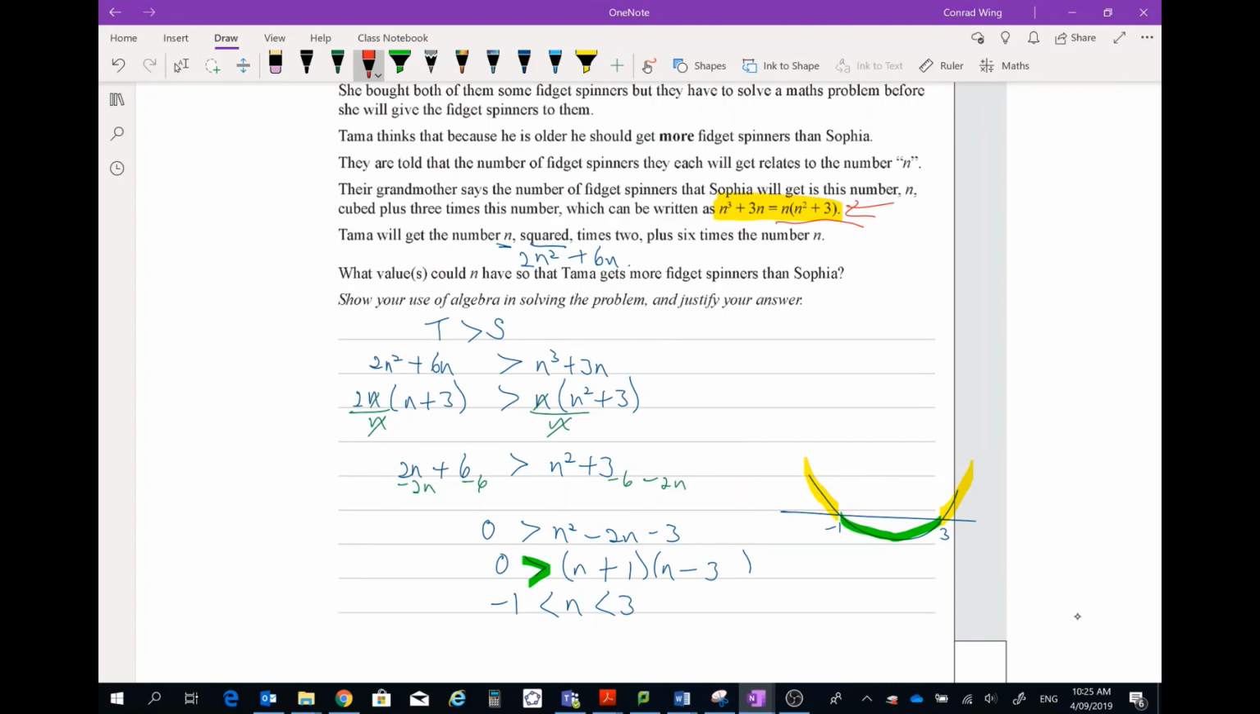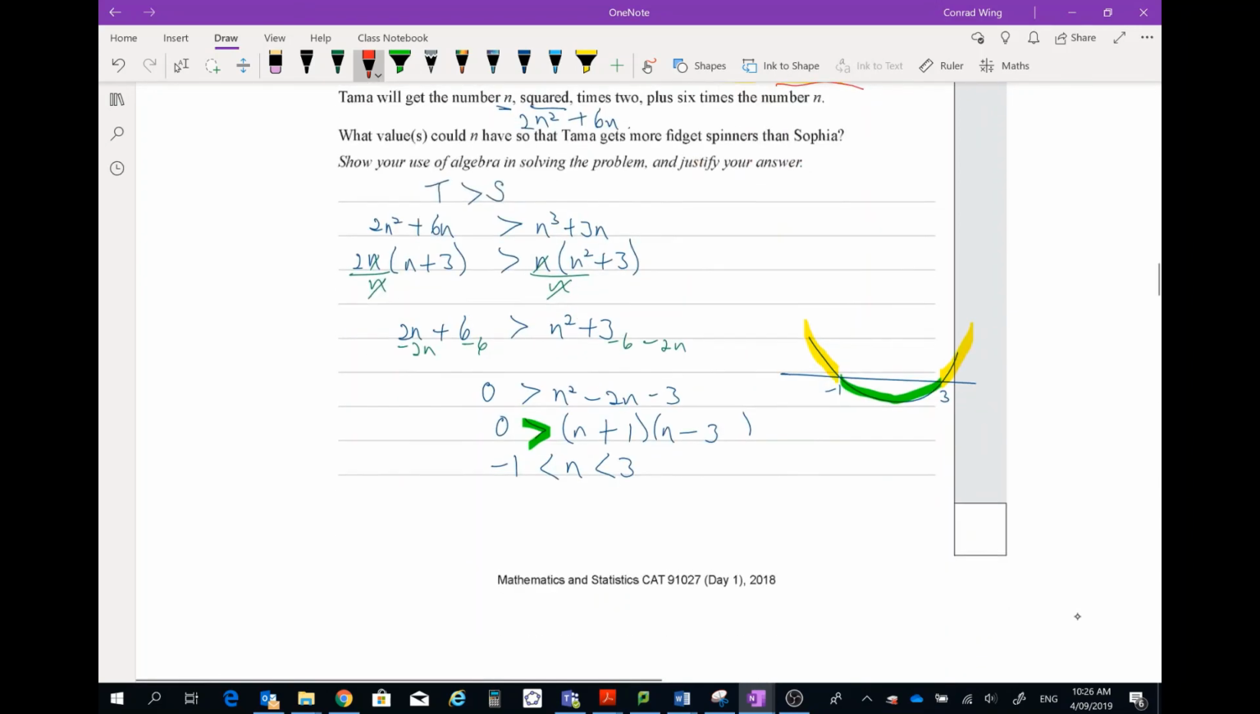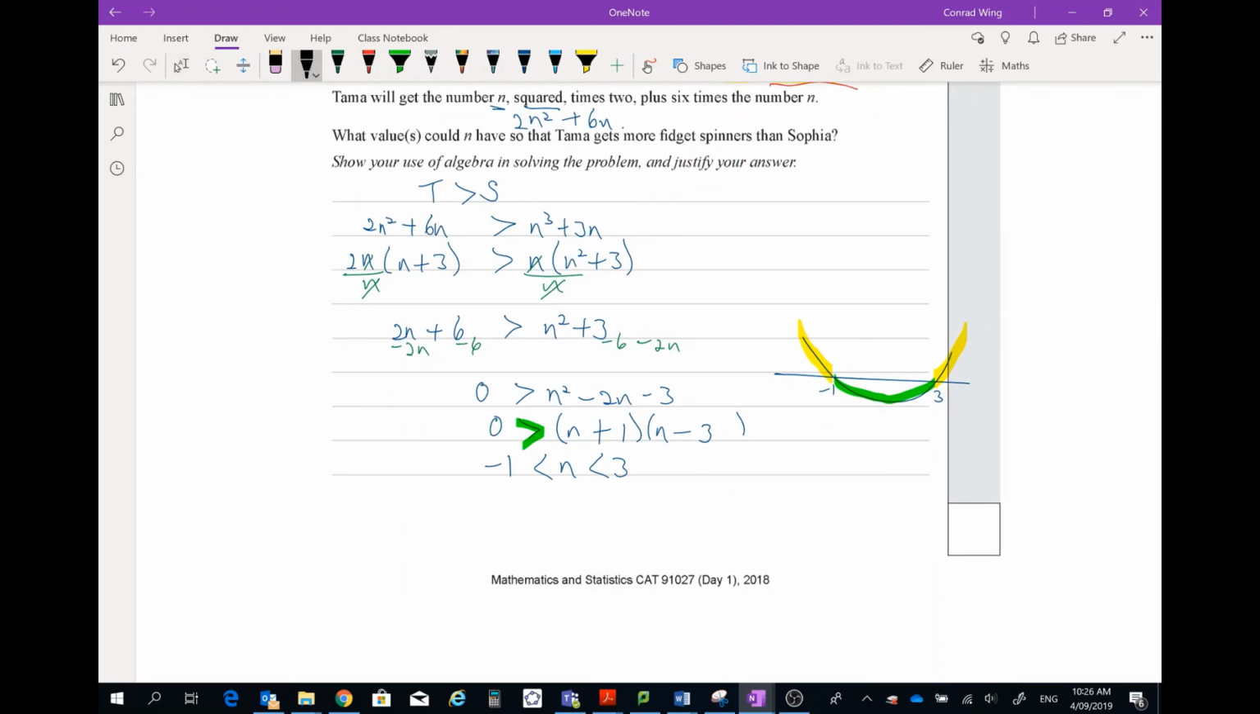You take one away. Yeah, okay. Fenton's grandmother is going to punish him by taking away his fidget spinners. Yep. All right, so in Fenton's world. But Sophia and Tama's grandmother is actually quite nice to them, and she gives them fidget spinners. So n has to be positive. So it's just like what Katie said before. So if you've got this range of n values, therefore n could be 1 or 2.